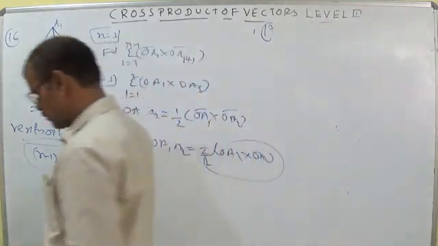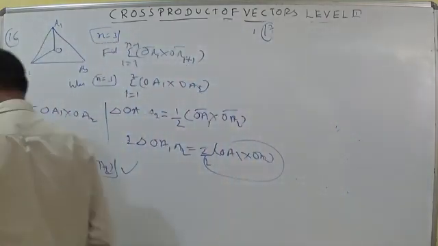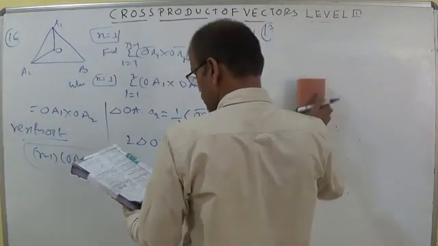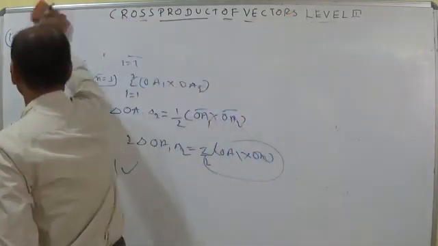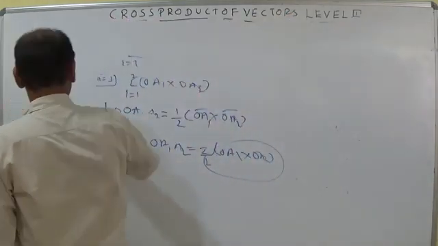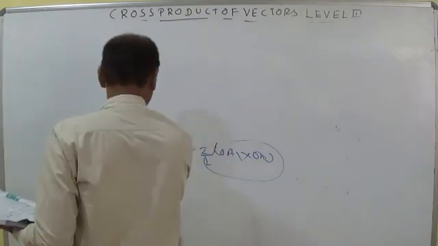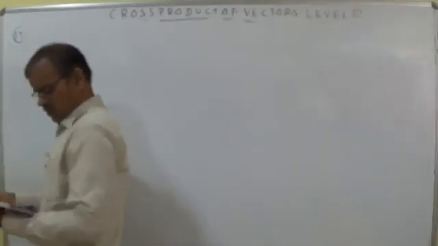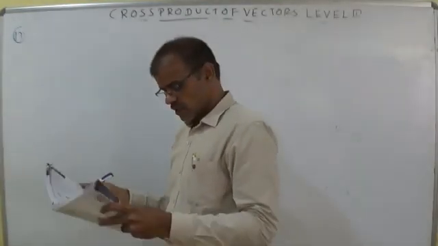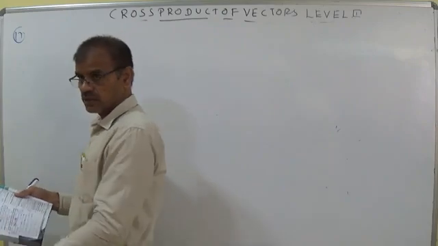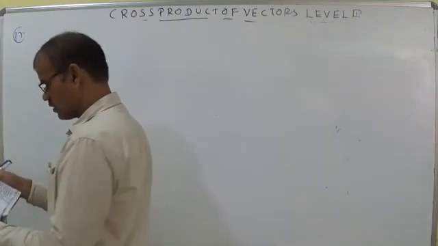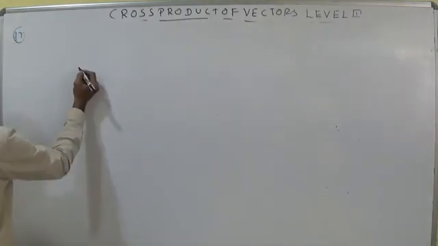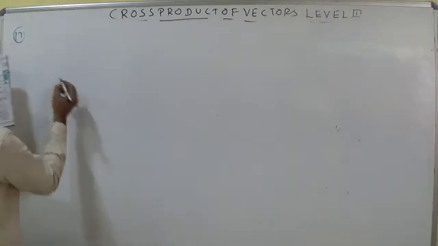The 17th one: for any four points P, Q, R, S, the given expression is equal to 4 times the area of the triangle. What value is given and what you should calculate, we will discuss. Total 17, 18, 19 sums are there.